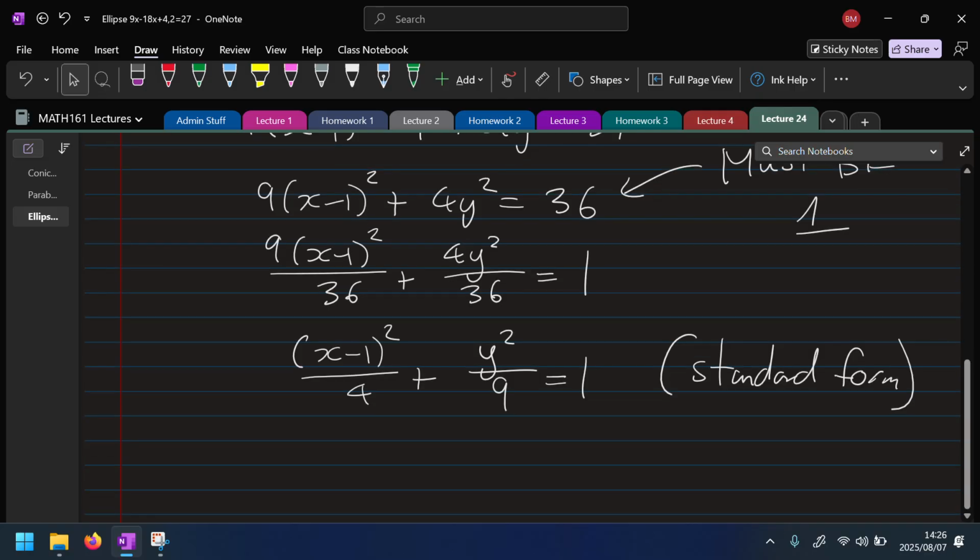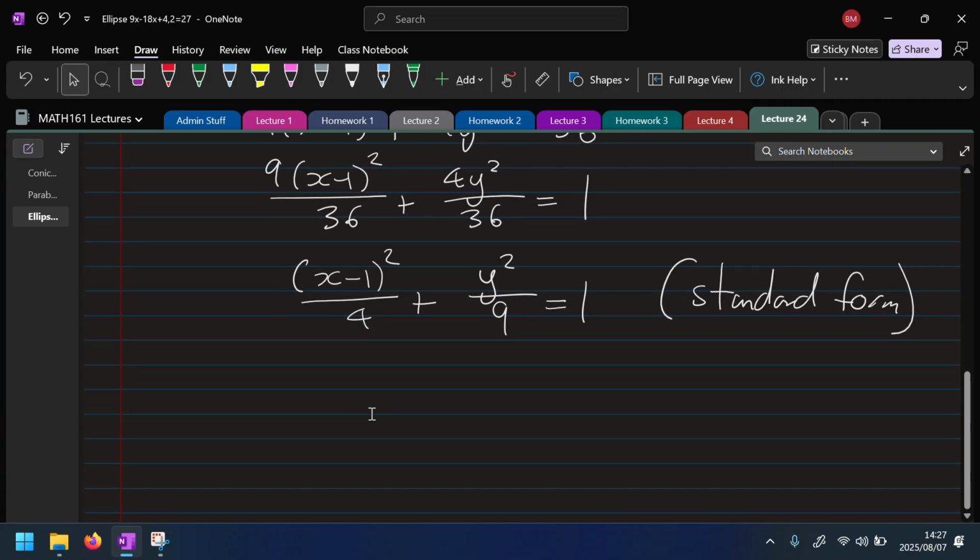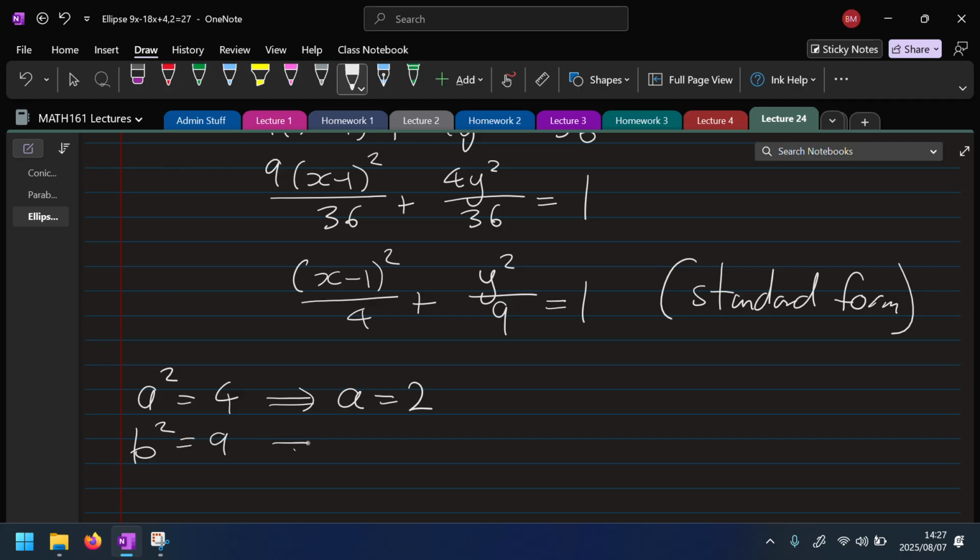Okay, so once it's in standard form, we can then continue finding the vertices, focal points, and then we can sketch this. The number underneath the x, that will be our a squared. So a squared will be 4, so a will be 2. Remember, whatever number there is is squared. And for y, that's going to be b squared. So b squared is 9, so b is 3. Again, those numbers are squared.